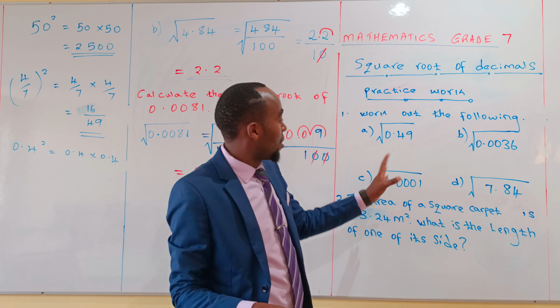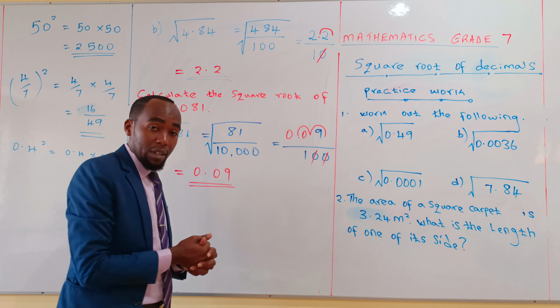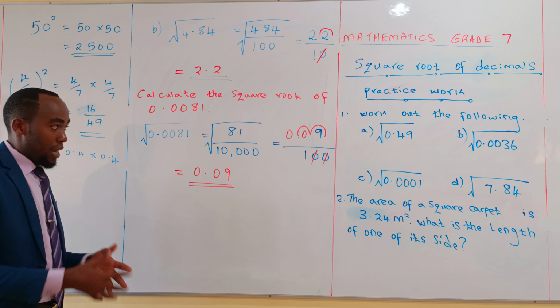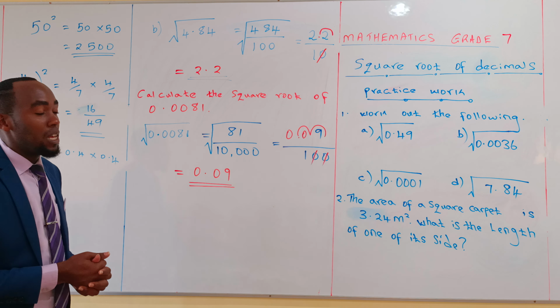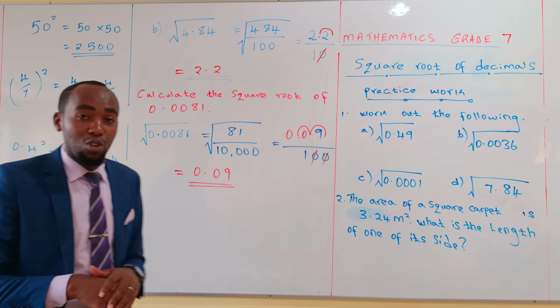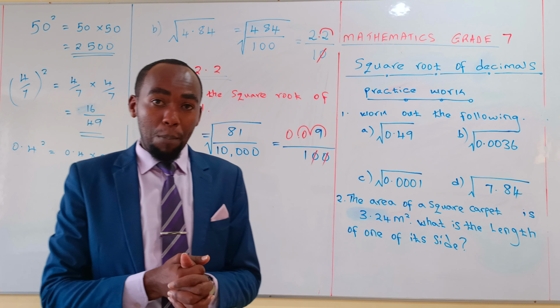Question 1, we have A, B, C, and D, and we have question 2. You can use these questions to work out the square root of those numbers and see if you have understood the concept on square root of decimals. Therefore, I want to stop at that particular point.